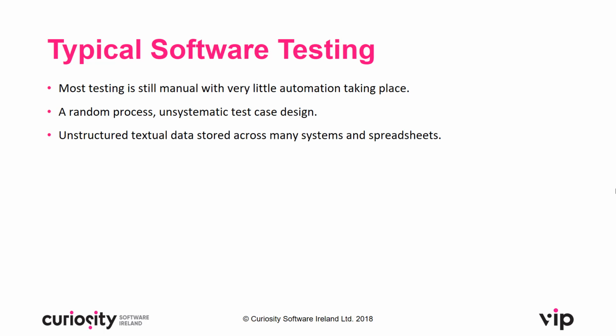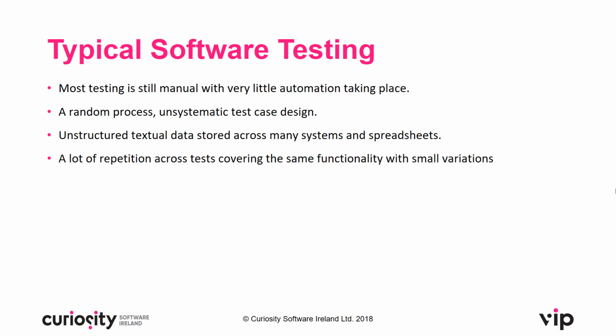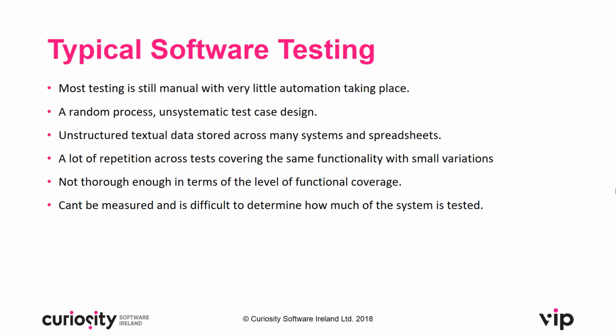It's unstructured. Usually there's lots of ambiguous textual data stored across many systems. There's a lot of repetition across tests covering the same functionality with small variations on the same theme. It's not thorough enough in terms of the level of functional coverage, what's being tested and how effectively. Predominantly, that's because there's no way to measure the functional coverage.